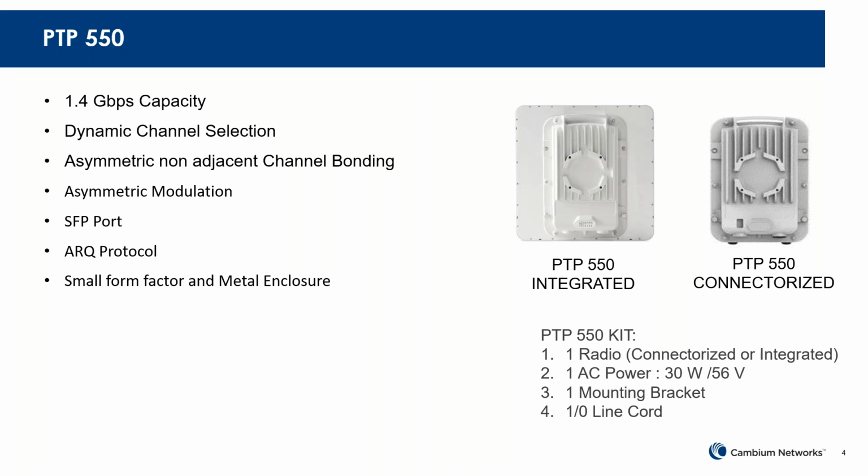If you look at the 550, we call this feature asymmetric non-adjacent channel bonding. Very, very unique. And then we have other things. We have asymmetric modulation. As I said earlier, the channels are totally independent. One channel can work on a 55 megahertz channel, and the other channel can be on a 60 megahertz channel. So it's not a problem.